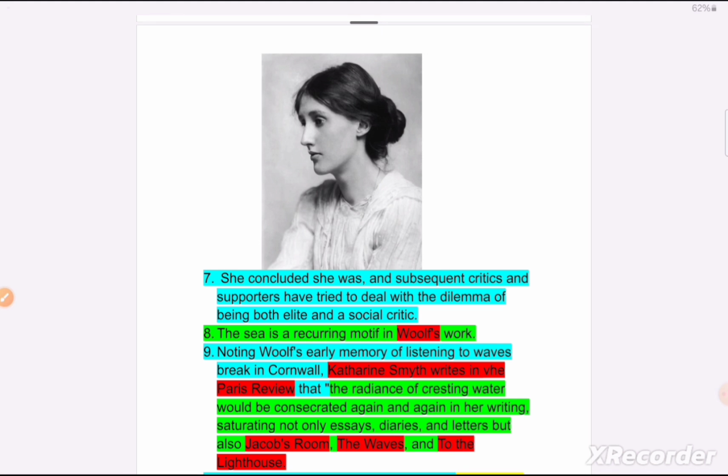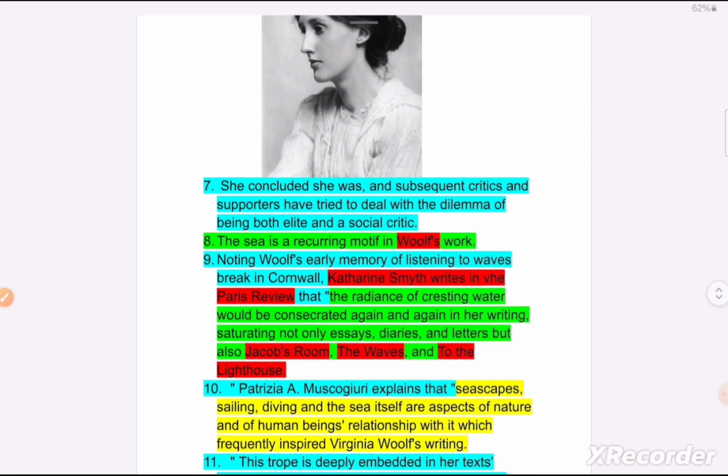and a social critic. The sea is a recurring motif in Woolf's works. Noting Woolf's early memory of listening to waves break in Cornwall, Catherine Smith writes in the Paris Review that the radiance of cresting water would be consecrated again and again in her writing, saturating not only essays, diaries, and letters but also Jacob's Room, The Waves, and To the Lighthouse.